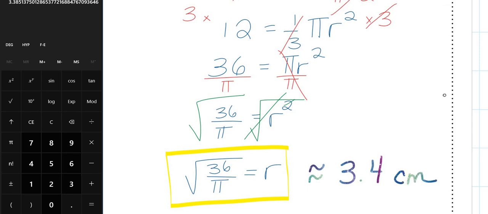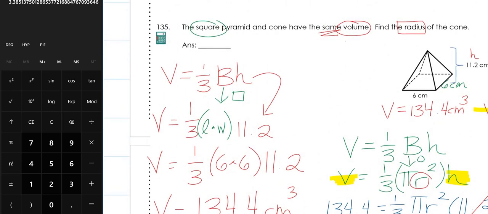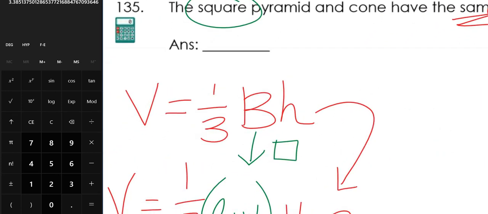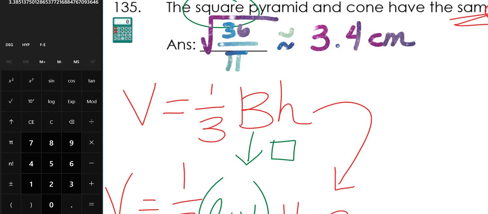So either one of these answers, I'm going to write down both. Okay, so I have the square root of 36 over pi, which is approximately equal to 3.4 centimeters. So the first one is exact, and the second one is rounded to the nearest tenth. Okay, so we're done with this question. We're done with this page.